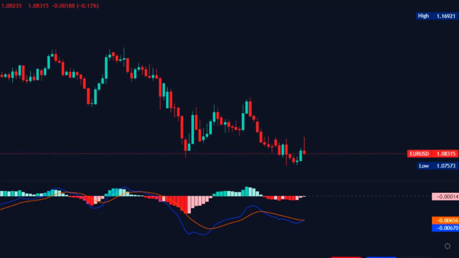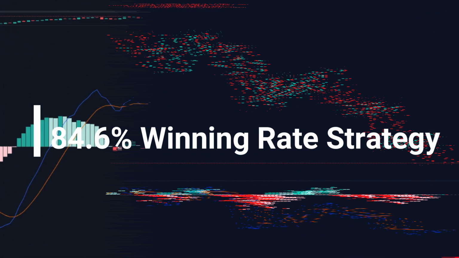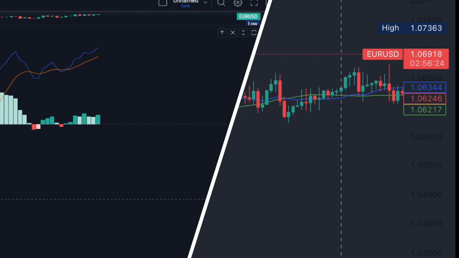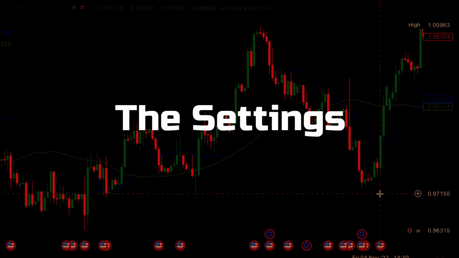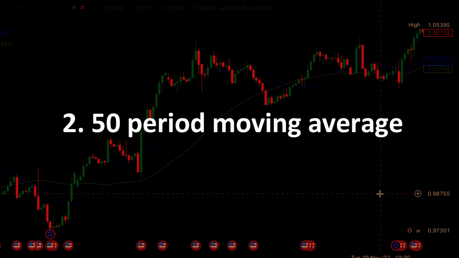Okay, now let's talk about that 84.6% winning rate strategy, shall we? First, we need two indicators. First, MACD. Second, moving average. Now the settings. First, default MACD settings. Second, 50 period moving average.